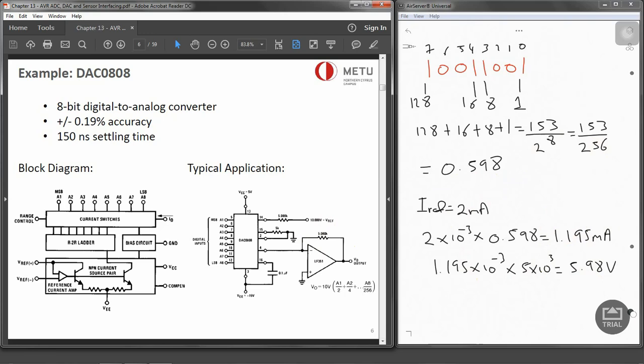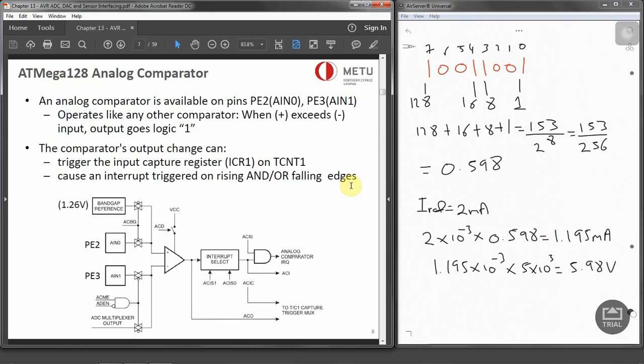We are not going to go into the details of that, and we can use this module to convert any digital value to analog using the R2R ladder method. And the next thing that we are going to consider in this chapter is the analog comparator. Now, the analog comparator in ATmega or AVR is a module where we can take two analog values and compare them. So the positive input is given at AIN0 and AIN1 is the negative terminal.